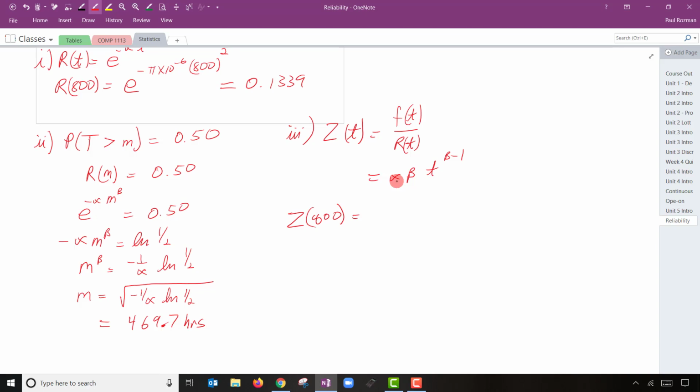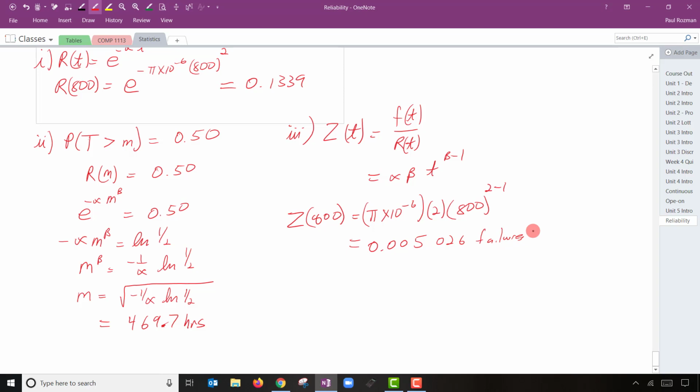Let's see what we get here. I don't want to rewrite what alpha was. What was it? Pi times 10 to the minus 6. Beta was 2. t is 800. Stick that into your calculator. And now our failure rate is 0.005026 failures.